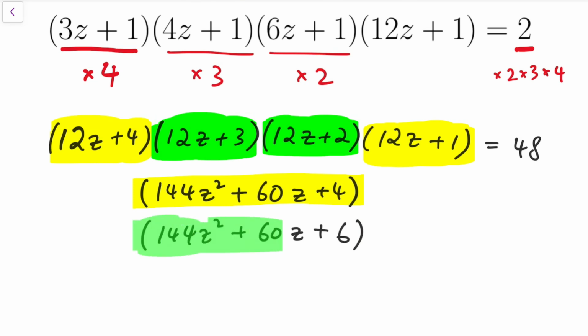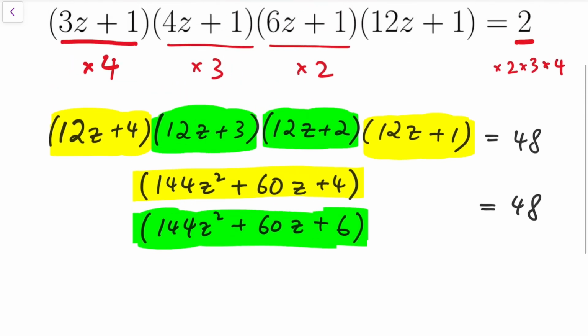So these two quadratics multiplied together is equal to 48. So that's why I chose to multiply by those constants. That's why I picked them, the 4, 3, and the 2. These are the constants that, multiplying into each of the terms, will give the coefficient of z to be equal to 12, which is actually the lowest common multiple of 3, 4, and 6. Of course, including 12 as well.